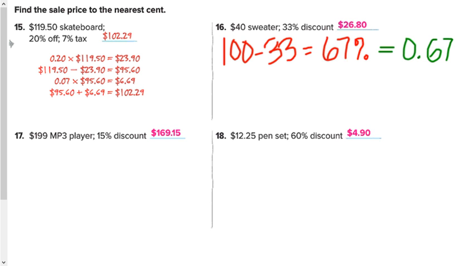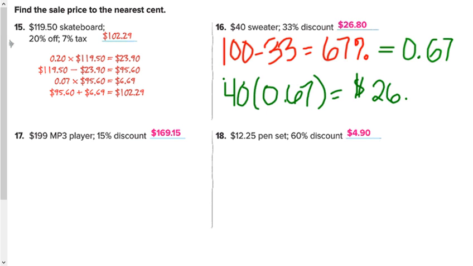So now I'm going to multiply our $40 times our 0.67, and that basically means that we only paid $26.80.